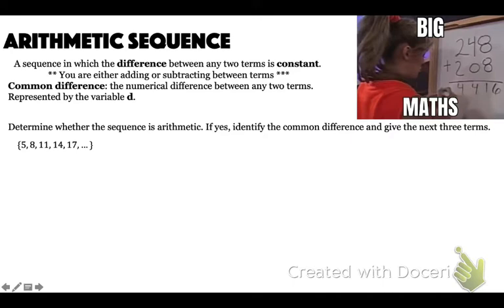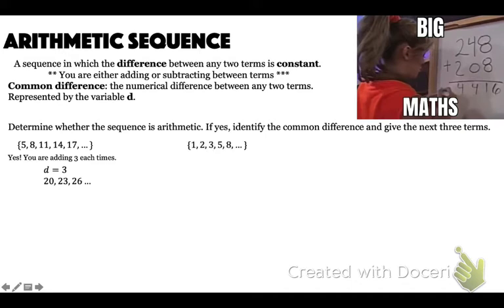So if we want to determine whether the sequence is arithmetic, and then if yes, identify the common difference and give the next three terms. That means we need to see, are we adding the same thing every time? So for this one, 5 plus 3 is 8, plus 3 is 11, plus 3 is 14, plus 3 is 17. Yes, we are adding 3 each time, which means that my common difference is 3. So if I do 17 plus 3, I get 20, plus 3 is 23, plus 3 is 26.